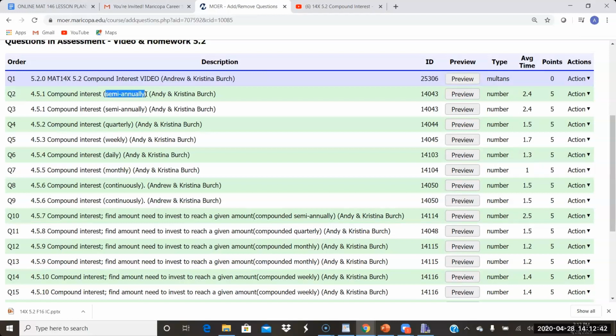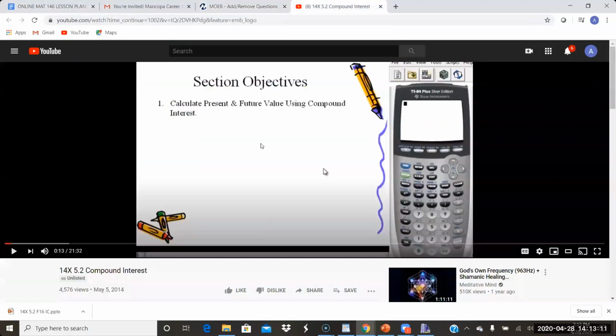So semi-annually would be twice a year, quarterly would be 4 times a year, weekly would be 52 times a year, and daily would be 365 times a year, and then monthly would be compounding every month, or 12 times a year. And that is located, I'm going to give you the timestamp here, on your video.